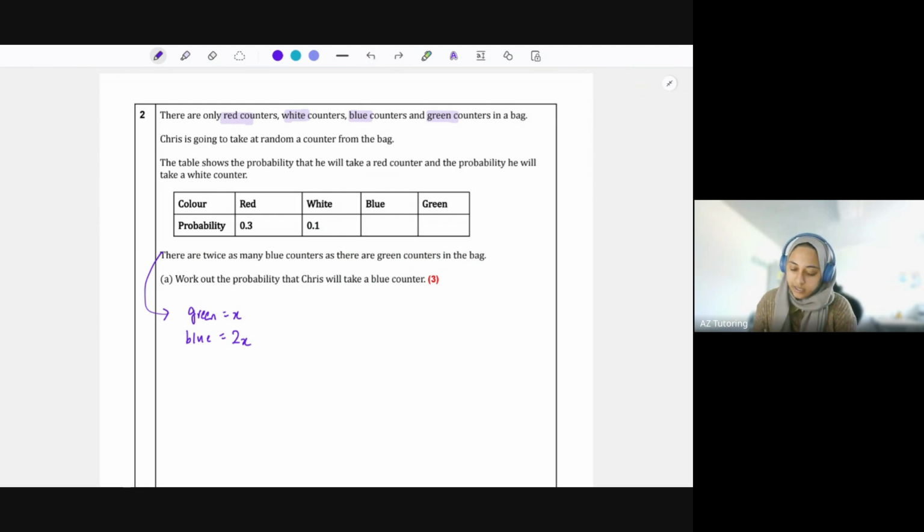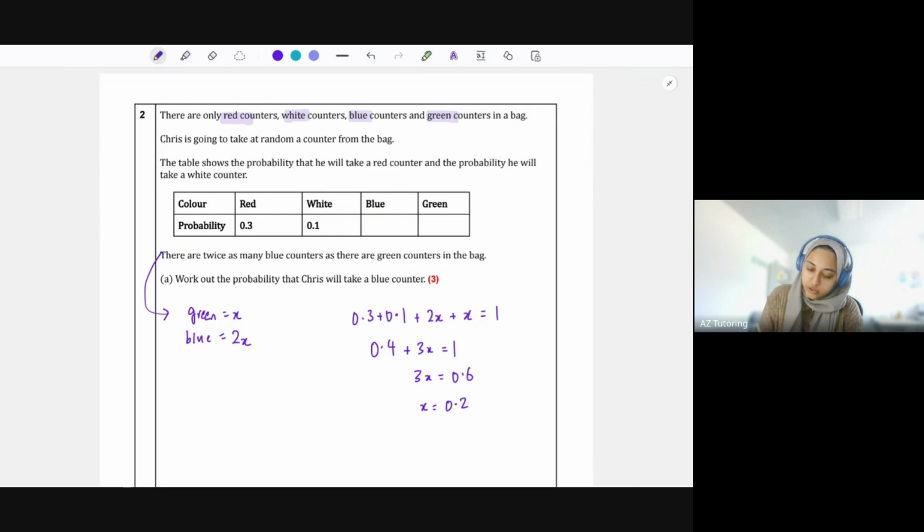So we just need to fill in the table. The total of these 4 probabilities will be 1. So 0.3 plus 0.1 plus blue being 2X and green being X will equal 1. 0.3 add 0.1 is 0.4, plus 2X add X is 3X. That equals 1. Let's get X by itself, so I minus 0.4 and get 0.6. Then X equals 0.6 divided by 3, which is 0.2. So X is green, which is 0.2.